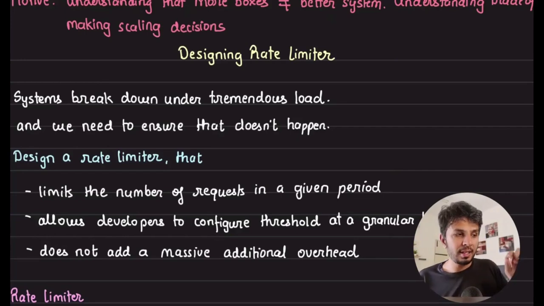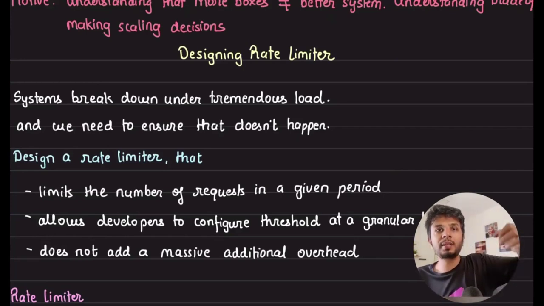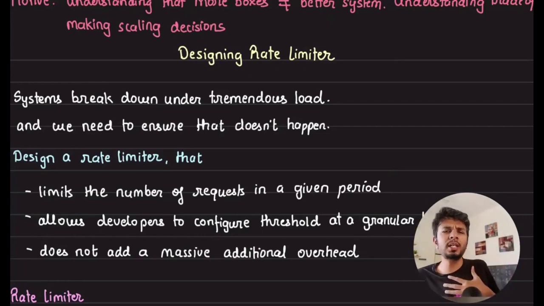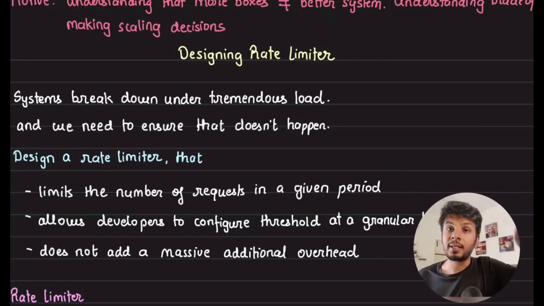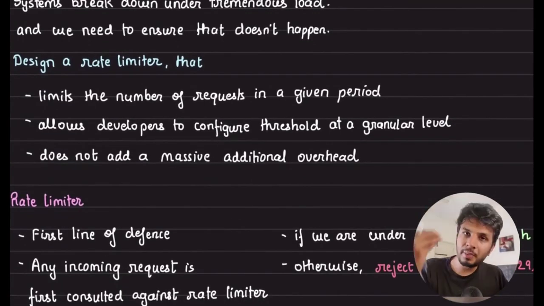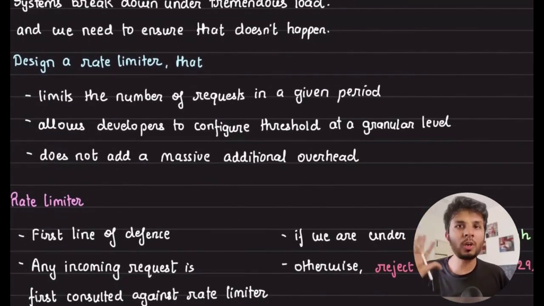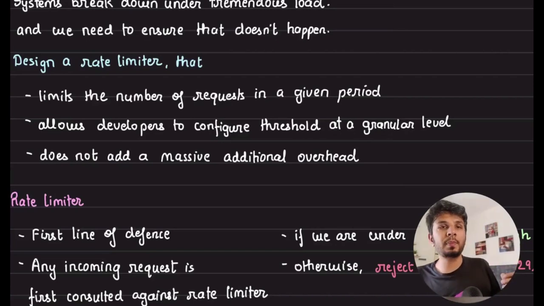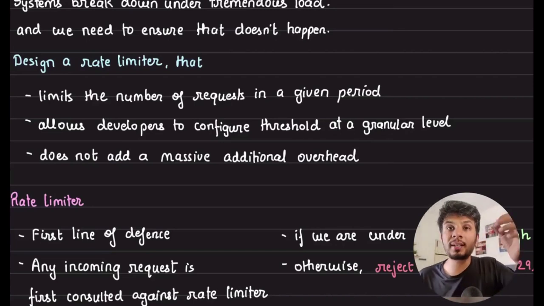A rate limiter's job is to limit the number of requests in a given period. Like, hey, I would only allow 1000 requests per second. Anything more than that, I'll discard. That's the job of a rate limiter. Right? Now, what we would want is to limit the number of requests to some configuration. That's number one. Second is we would want to allow developers to configure a threshold at a granular level.